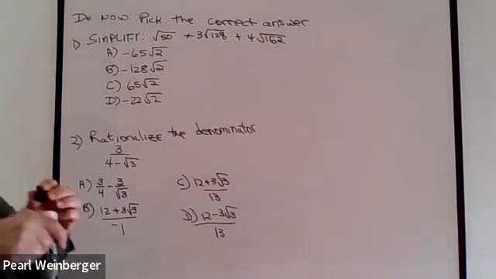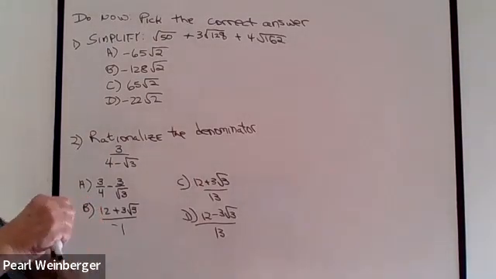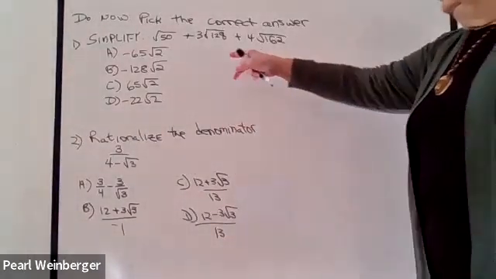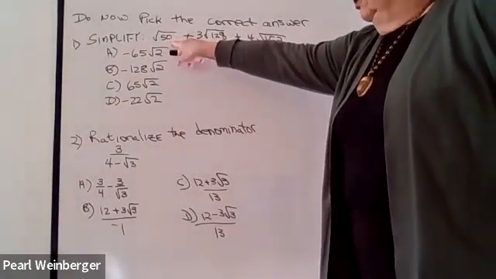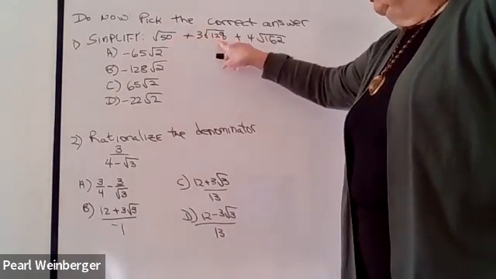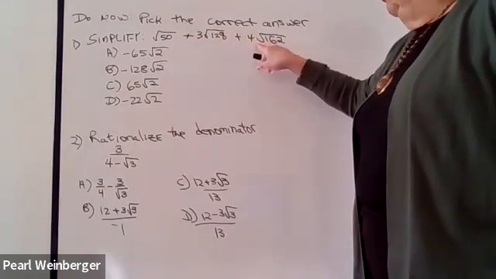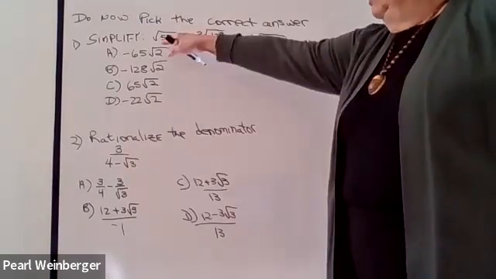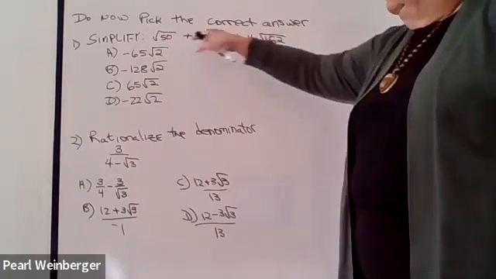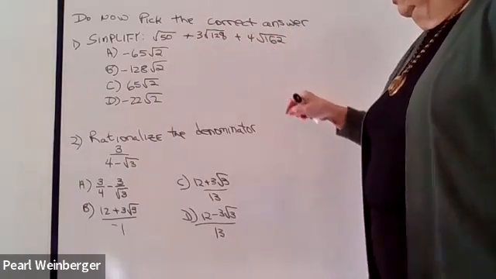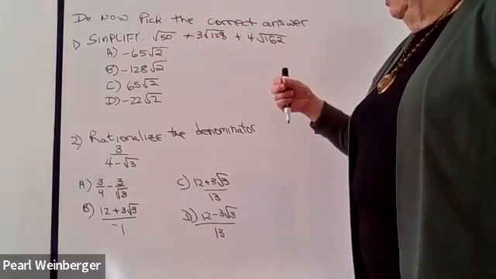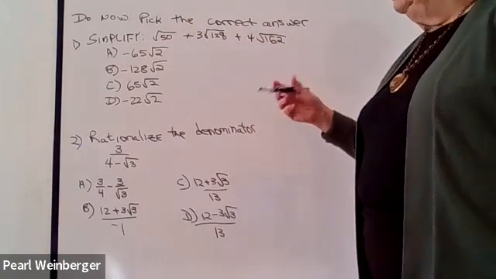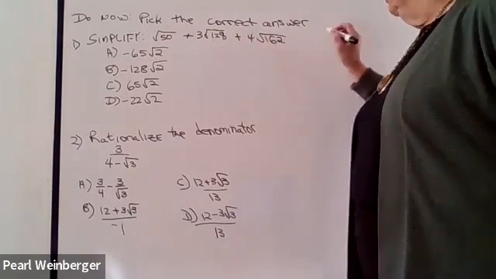Okay, so let's look at this number 1, where it says to simplify the square root of 50 plus 3 times the square root of 128 plus 4 times the square root of 162. And remember, we said when we're adding radicals, we can only add like radicals. So we have to simplify each of the radicals.